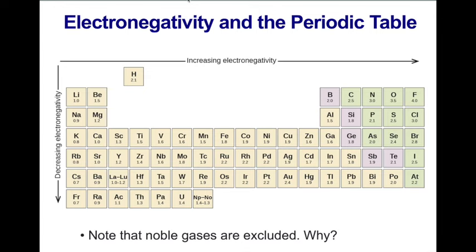Okay, so this question here, just throwing that out there, that the noble gases are not listed on this periodic table, and that has to do with the fact that electronegativity is a measurement of how well an element pulls electrons towards itself in a bond. Well, noble gases really rarely bond to anything, and so talking about their electronegativity isn't done very much.